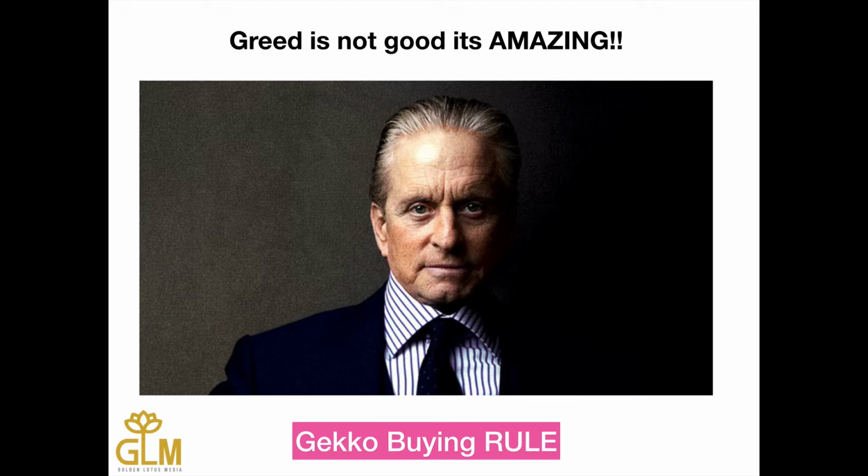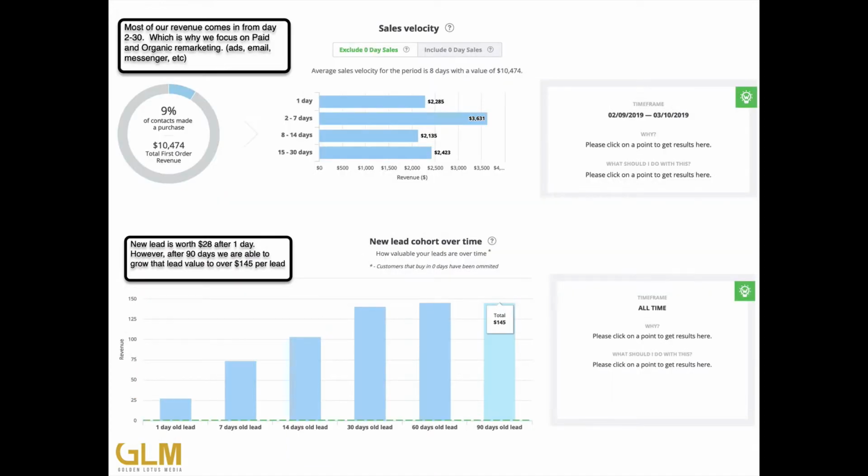So the gecko buying rule, it's not really any kind of special rule. It's just a concept that we use here, right? And the concept is if we can understand how much our client or our customer is worth to us, in this particular situation, then we will be able to understand how much we can spend to acquire that customer, right? Very simple for every single business out there. You need to know your cost per acquisition, right? But you also need to know your lifetime value of your customer.